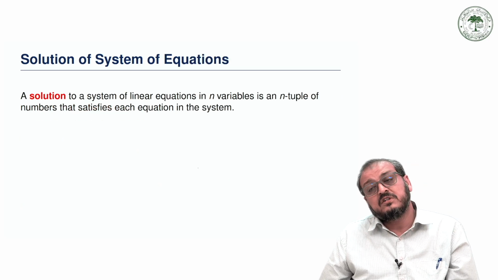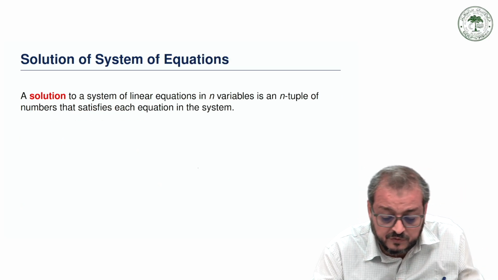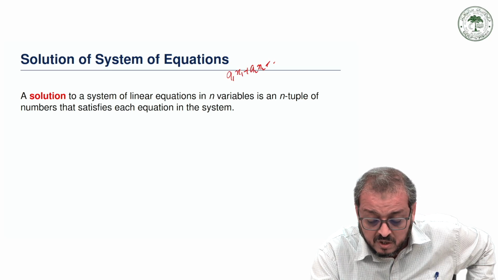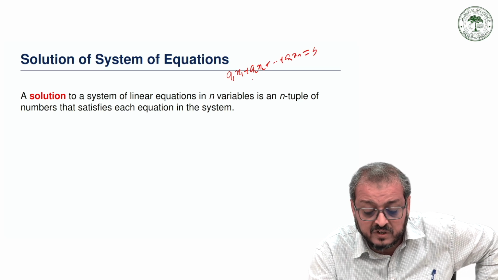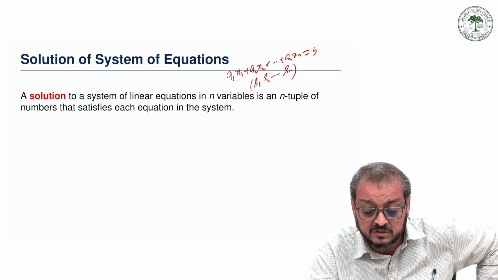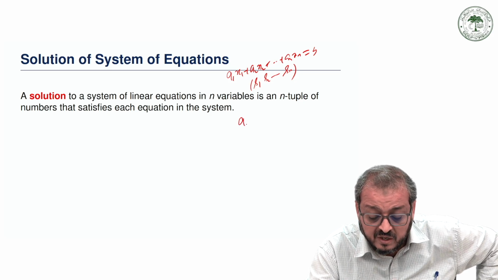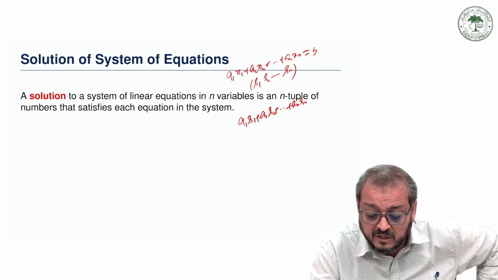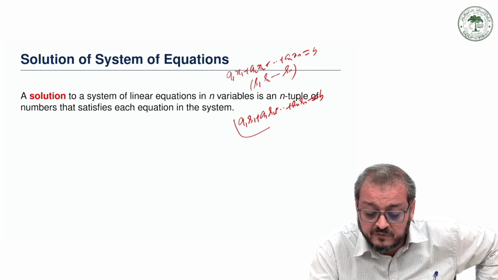Now the solution of a system. You know what the solution is for a linear equation: for a1 x1 plus a2 x2 plus so on plus an xn is equal to b, we can say that s1, s2 up to sn is a solution if a1 s1 plus a2 s2 plus so on plus an sn is also b, meaning it satisfies the equation.